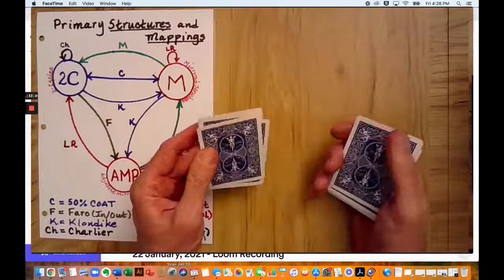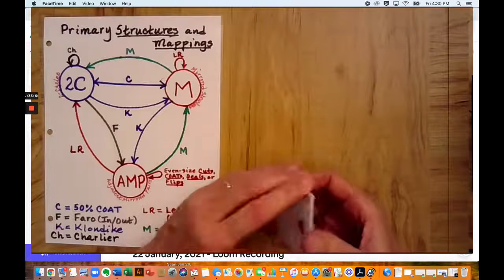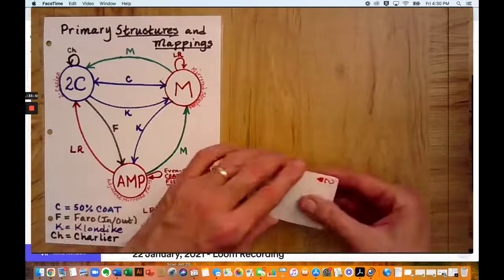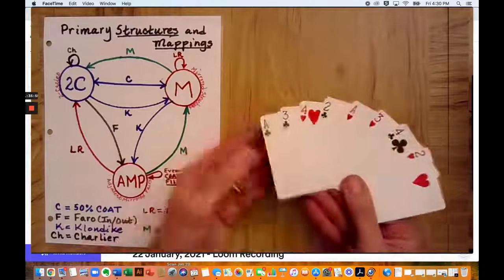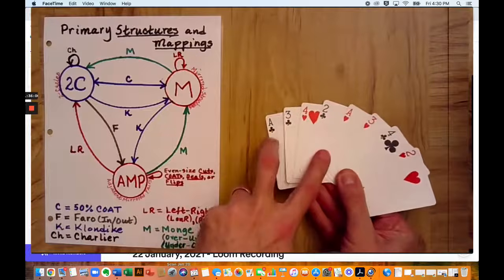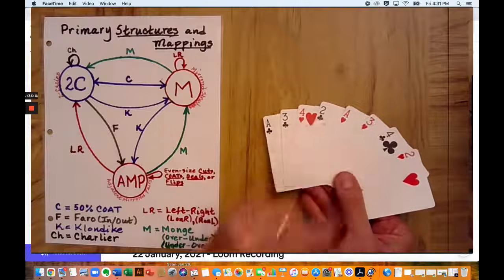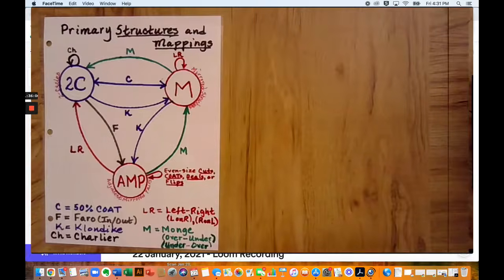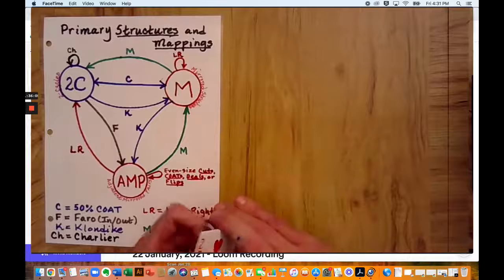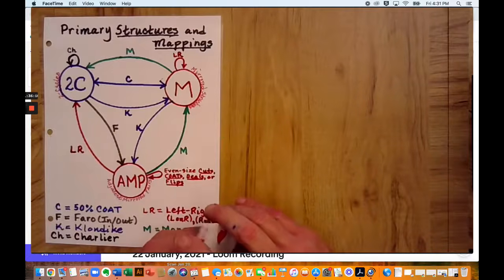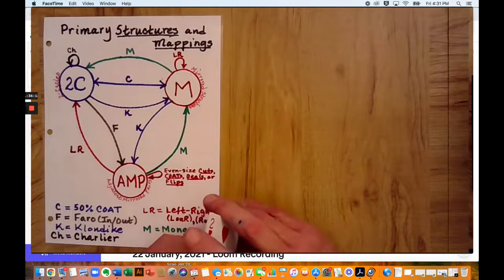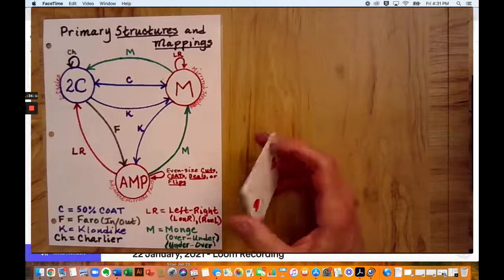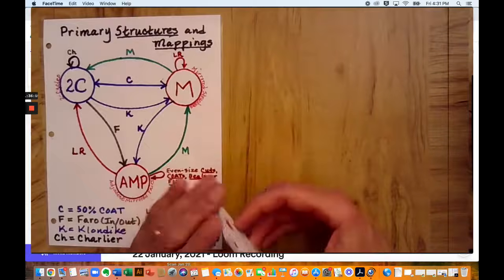Aren't we glad for that? So that will go from an AMP to a 2 cycle. So here we have aces, 3, 4, 2. That's a 2 cycle. Okay, and you can do an even upjog, which is what we just did, or an odd upjog. That's where you push the odd position cards forward.